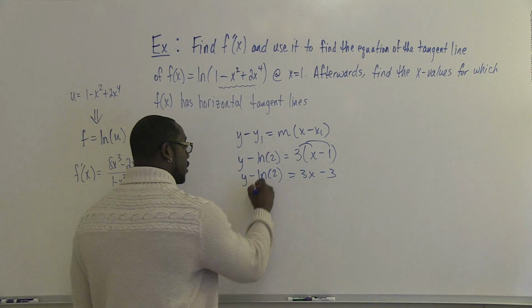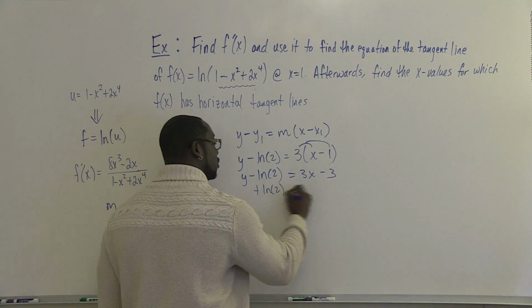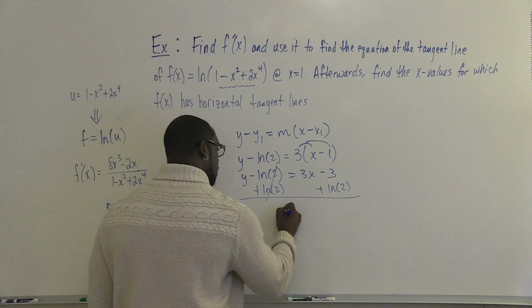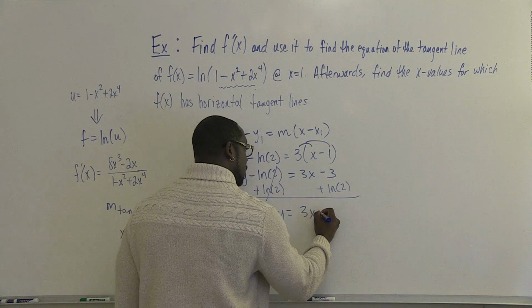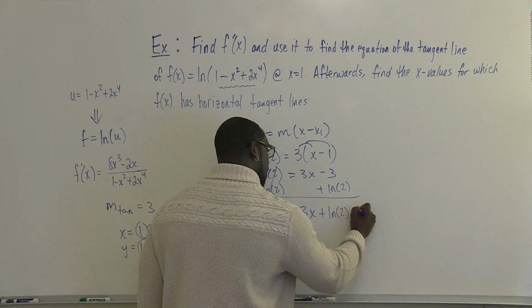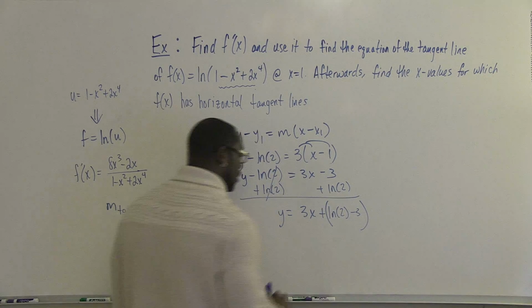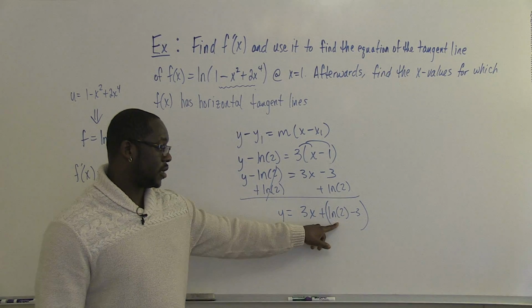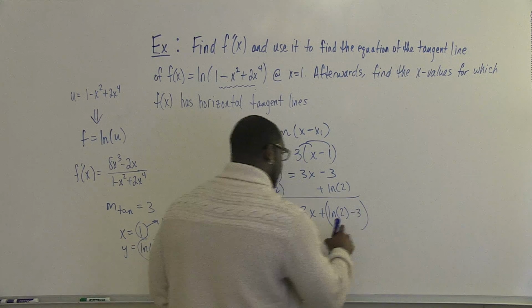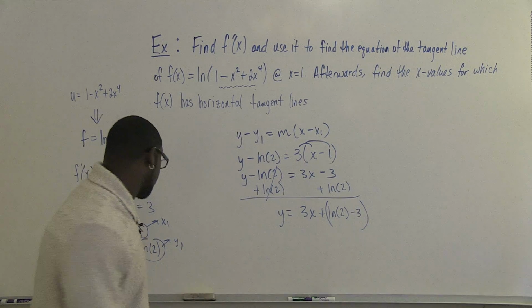and then after that, we'll add natural log of 2 to both sides. And so our answer will end up being 3x plus natural log of 2 minus 3. So this will be the equation of the tangent line. Okay?